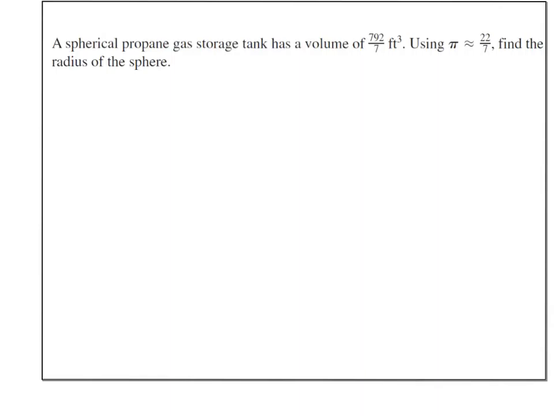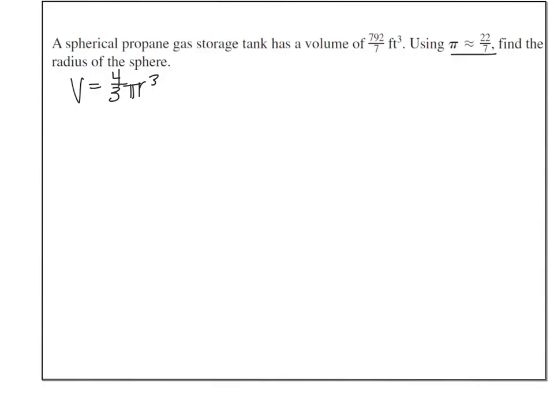Okay, so a spherical propane gas storage tank has a volume of 792/7 feet cubed. And let's say we're going to approximate pi to be 22/7. So find the radius of the sphere. So what I do here is I plug in, and I know my formula. So volume is 4/3 pi r cubed.